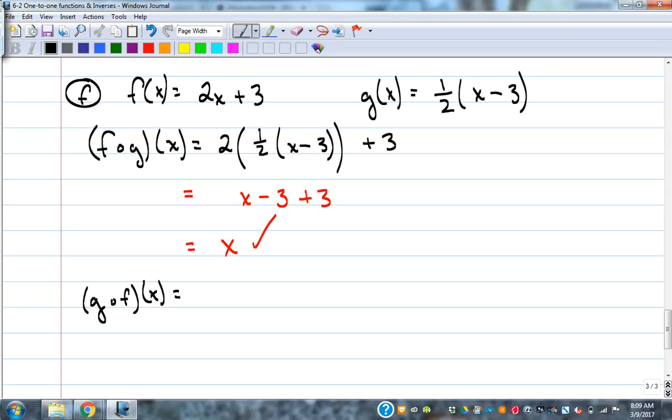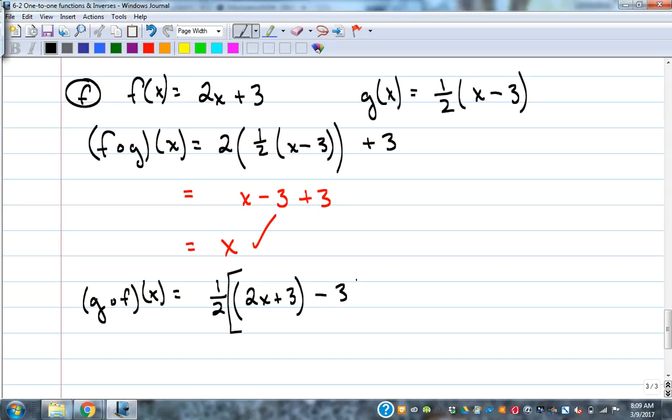We simplified this like you would when you do function composition. If it equals x, that means that we think these are inverses of one another. To actually prove that they are, you've got to do both directions of the composition to prove that they are. So that's 1/2, and then we're going to replace x with 2x plus 3. I'm going to use a bracket.